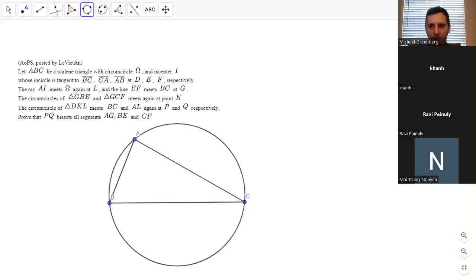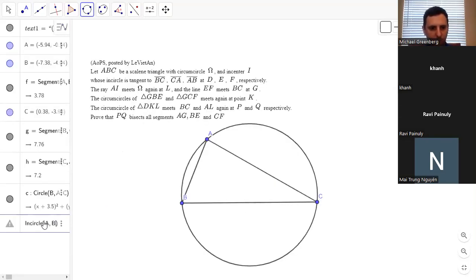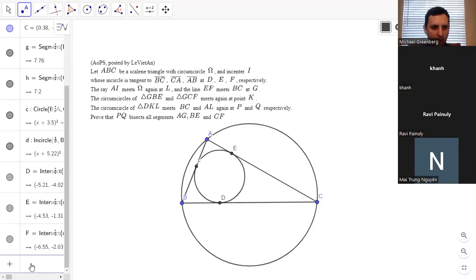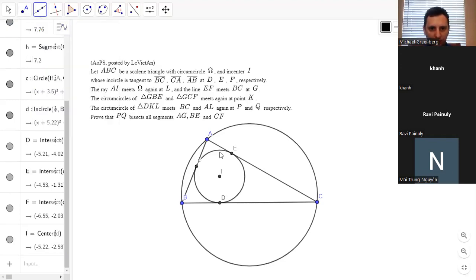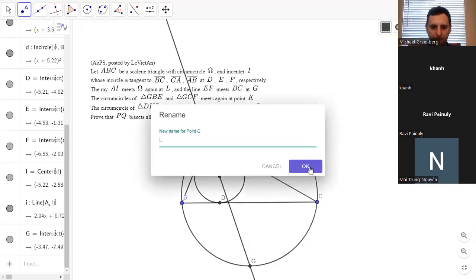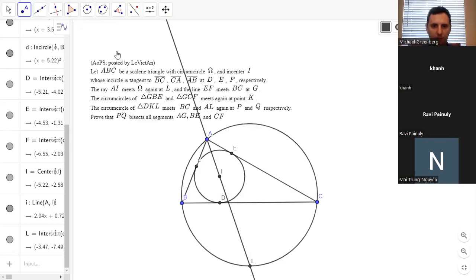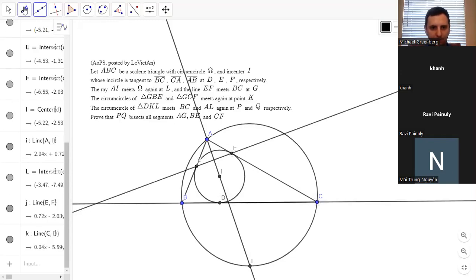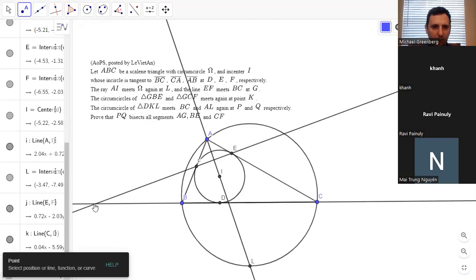So let's draw the incircle. All right, so we have D, E, and F. And then I is the incenter. L is the midpoint of arc BC. And then EF meets BC at G. So B, D, C, and L are harmonic. Or B, D, C, and G are harmonic.